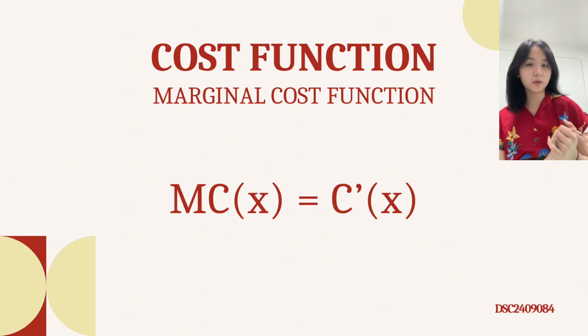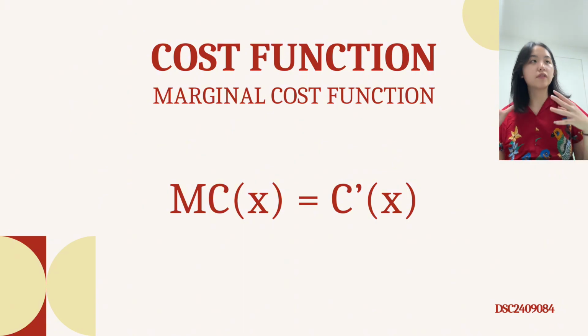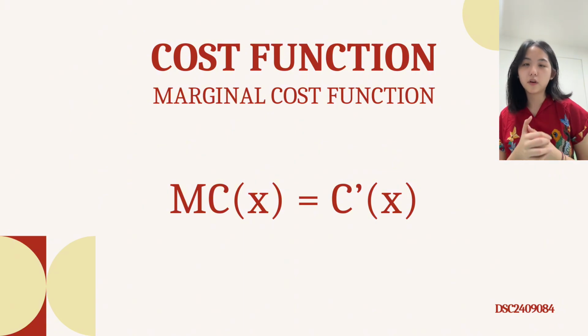Transitioning from total cost, let's now discuss the marginal cost function, denoted as MC. Marginal cost is defined as the additional cost incurred in producing one more unit of a good. This concept is very vital for businesses as it provides insight into how costs change with an increase in production. Mathematically, we can express marginal cost as MC of x equals the derivative of C of x, which gives us the rate of change of total cost with respect to the number of units produced.